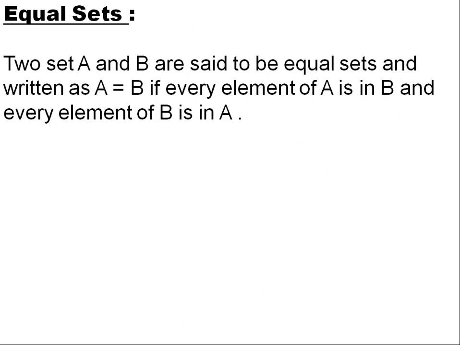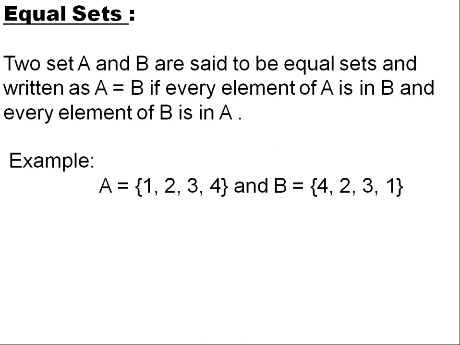The next property of sets we are going to talk about is equal sets. Now, two sets A and B are said to be equal sets, and they will be written as A is equal to B, if and only if every element of A is in B and every element of B is in A. As an example, a set A which is equal to {1, 2, 3, 4} and B is equal to {4, 2, 3, 1}.